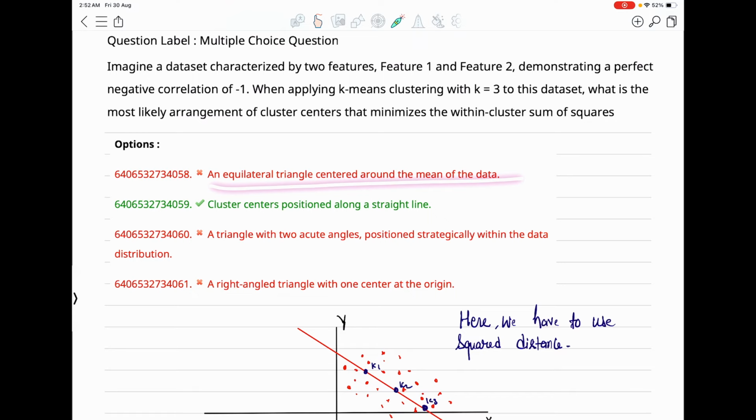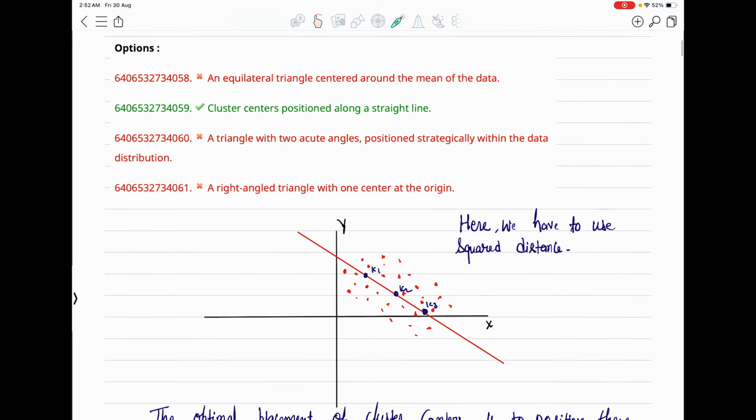First, the option is the equilateral triangle centered around the mean of the data. So an equilateral triangle will reduce the data, basically minimize the cluster arrangement.